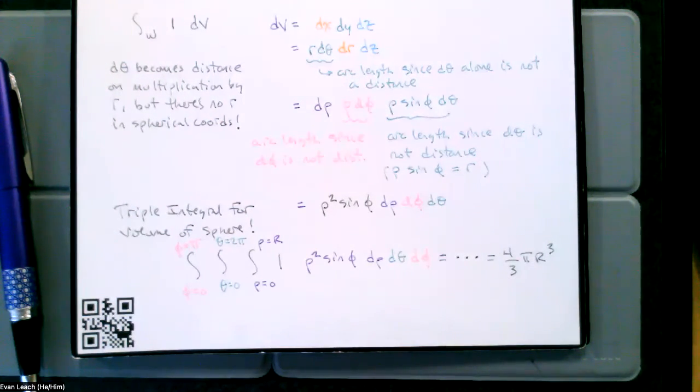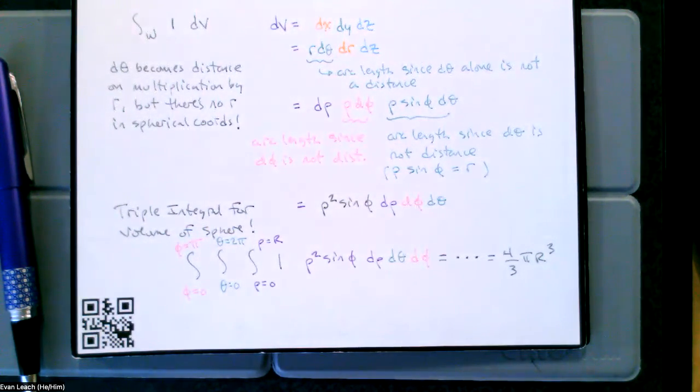Any questions? If you want to make sure that you don't understand what's going on, all you have to do is take my word for it. It's rho squared sine phi. Just have to include that in the dV for your spherical coordinate triple integrals. And phi goes from 0 to pi. Just take Leach's word for it. That's the best way to make sure that you don't understand what's going on.